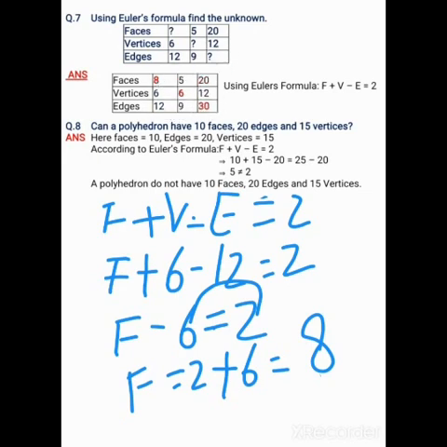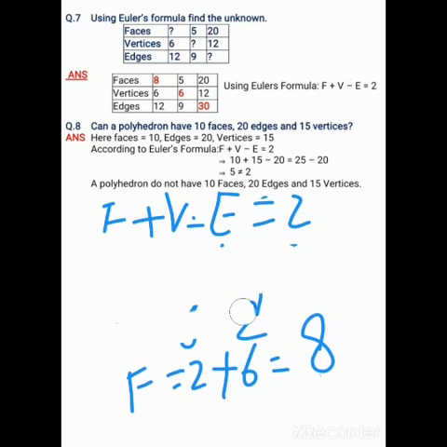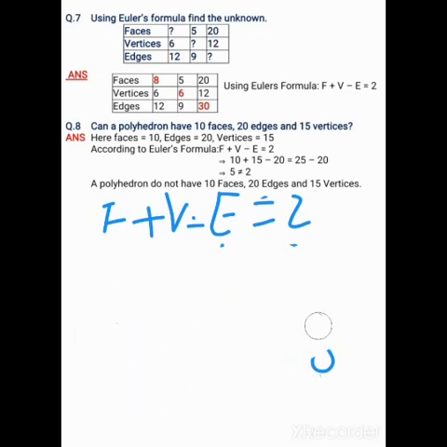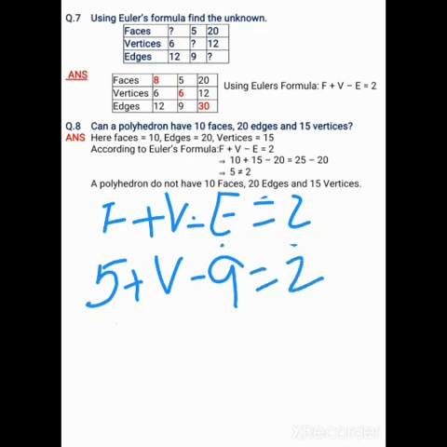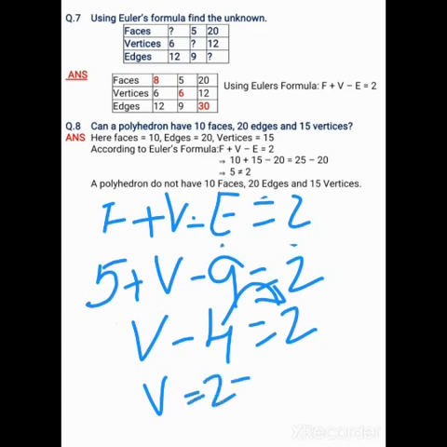Now in the second one, vertices is not given, faces is 5 and edges is 9. So again we use Euler's formula: F equal to 5, vertices not given, edges is 9, equal to 2. Now 5 minus 9 is minus 4, so V minus 4 equal to 2, because 9 is greater than 5. So minus 4 goes to that side, it means plus 4, so 2 plus 4 equal to 6. Now our vertices is 6.